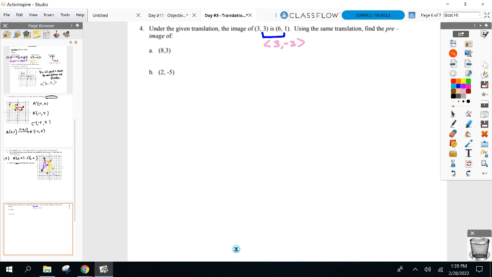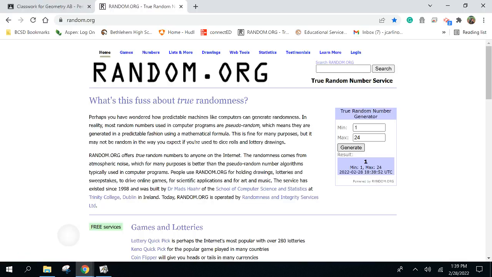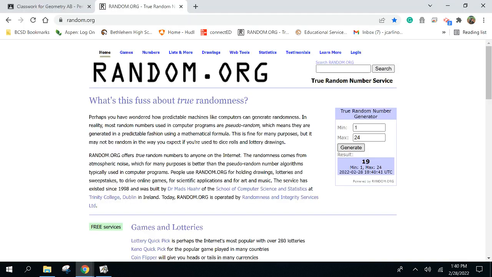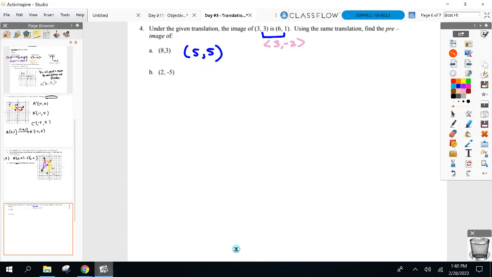All right, where did I start if I ended up on 8, 3? If I ended up on 8, 3, where did I start this journey? 5, 5. Yep. If I start at 5, 5 and go right 3, down 2, I end up at 8, 3. And then where did I start if I ended up on 2, -5? -1, -3. -1, -3.